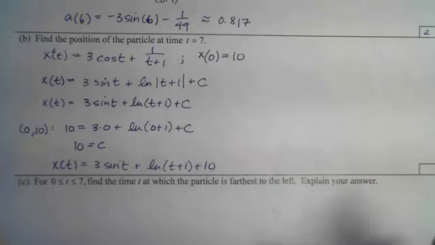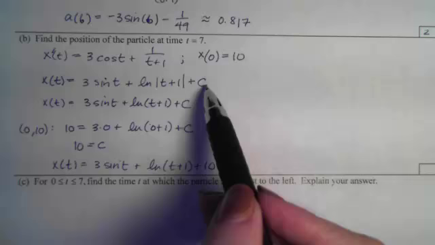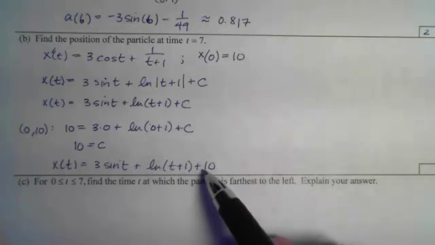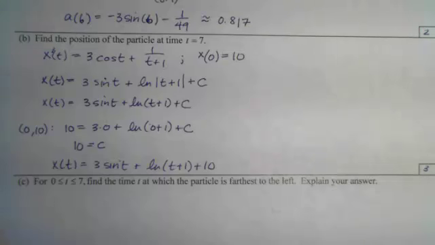This, I think, was worth 3 points: 1 point for the general antiderivative, 1 point for adding a plus c, and 1 point for figuring out what c is to give us the final result. Okay, last part C says on the closed interval we want to find the time at which the particle is furthest to the left.